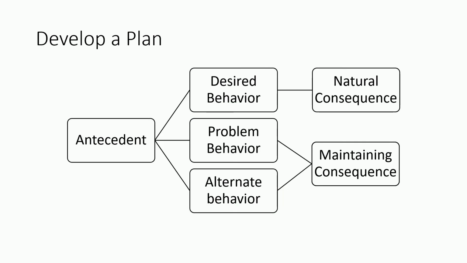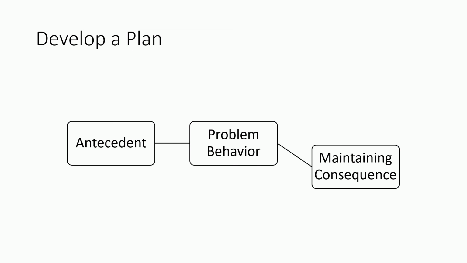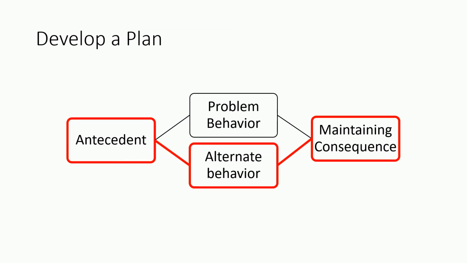When we develop a plan, we want to look at this competing behavior pathway. So we see that we have an antecedent, we have our problem behavior, and we have our maintaining consequence. So here's our ABC. We figured this out. We know what our ABC is. Now what we want to do is we want to have that A. We have our same antecedent, but we want to teach an alternative behavior.